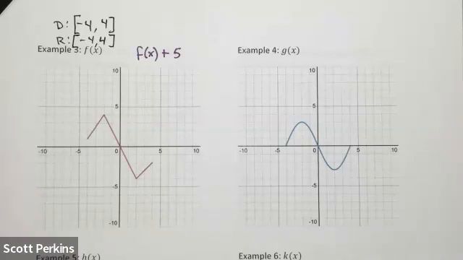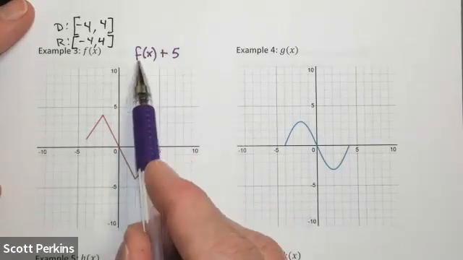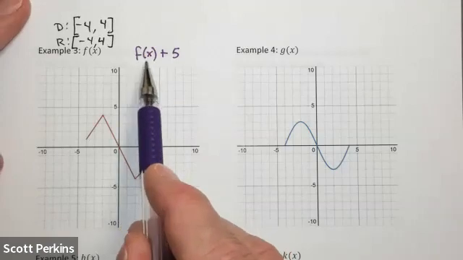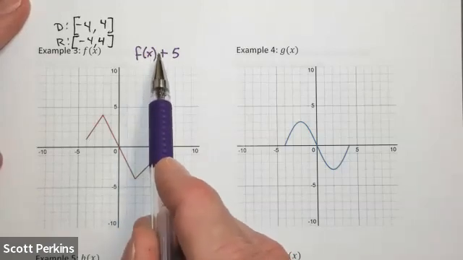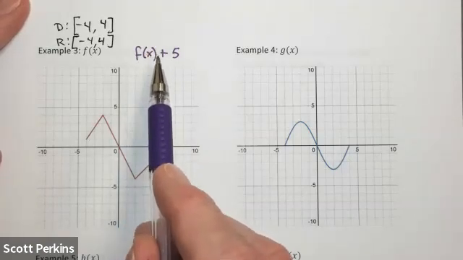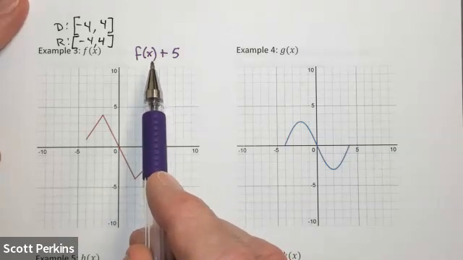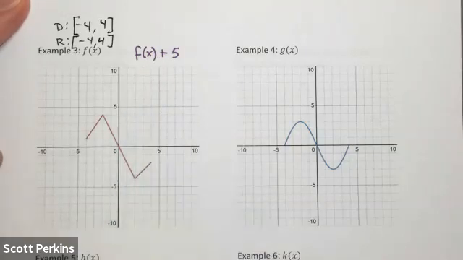So according to this notation, I want to know what f of x + 5 is. That means I'm going to take this original function, and I'm going to do what? Add 5 to what? All the y values. Yes, if you said that, I'm sorry, I didn't hear. Okay, so we're going to take 5 and add it to all the y values.